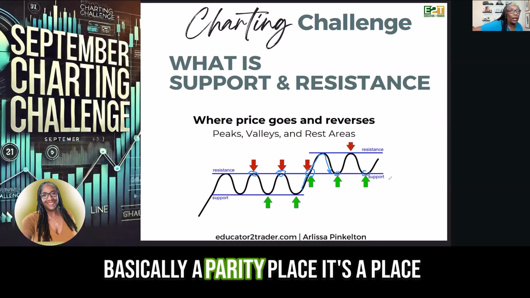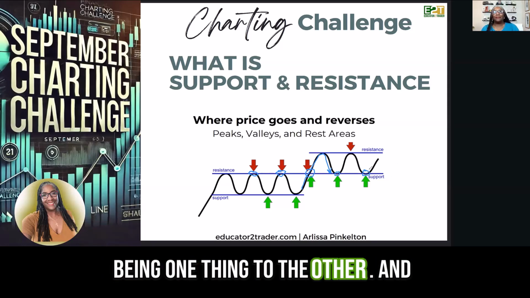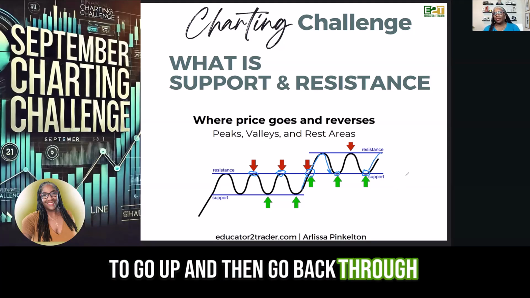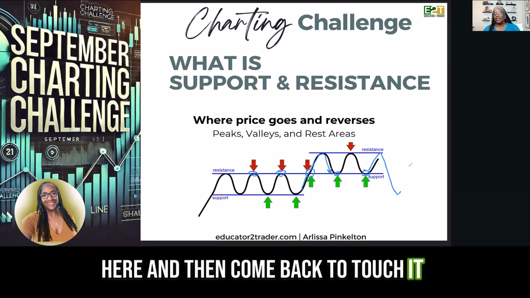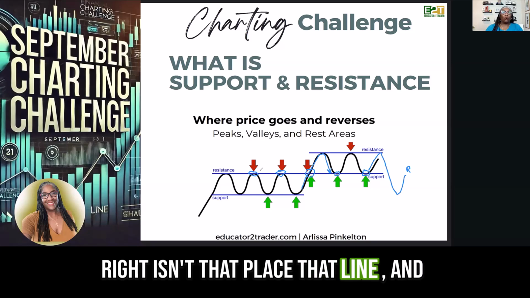It's basically a parity place. It's a place where something flips over from being one thing to the other. And the same thing happens if this was to go up and then go back through here and then come back to touch it. Now it will become resistance again, right? This is that place, that line.